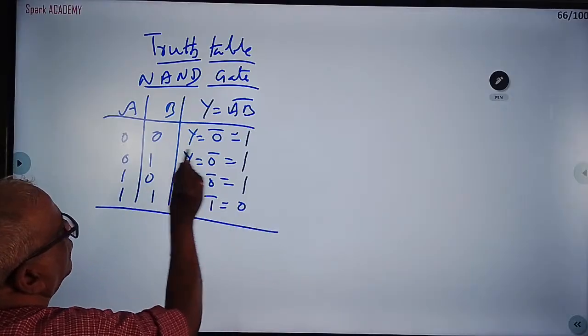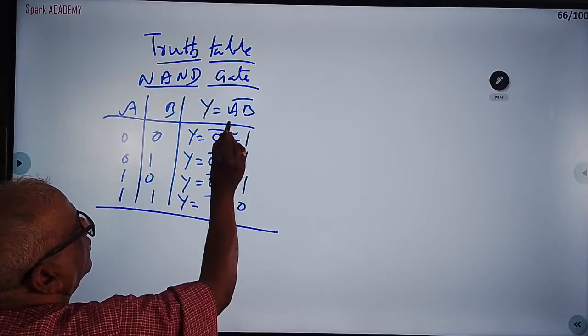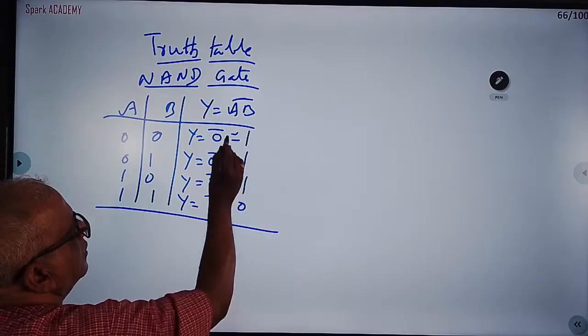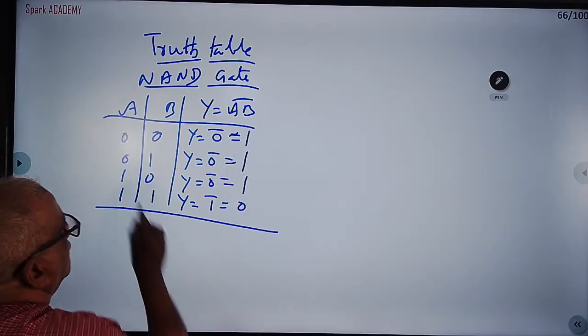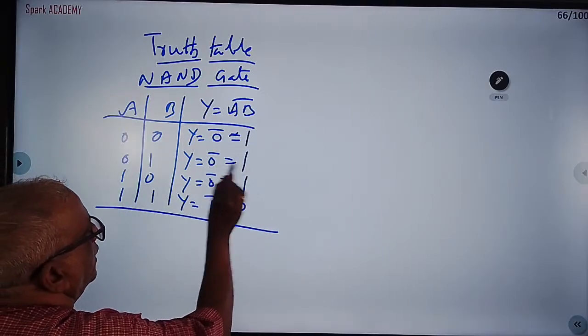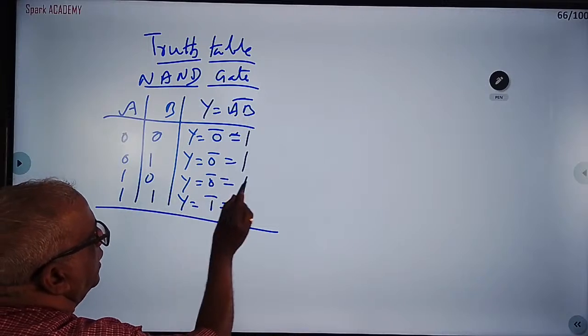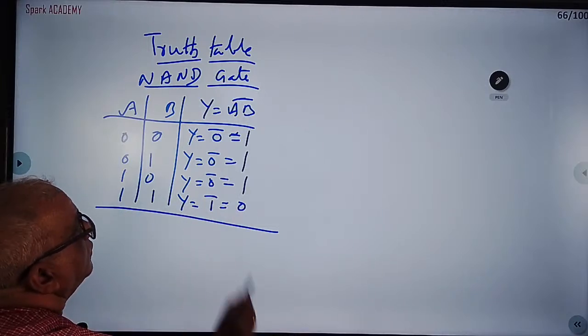Again I am telling, 0, 0. A is 0, B is 0. 0 into 0 is 0, 0 bar is 1. 0 is low, 1 is high. 0 into 1 is 0, 0 bar is 1. 1 into 0 is 0, 0 bar is 1. 1 into 1 is 1, 1 bar is 0.